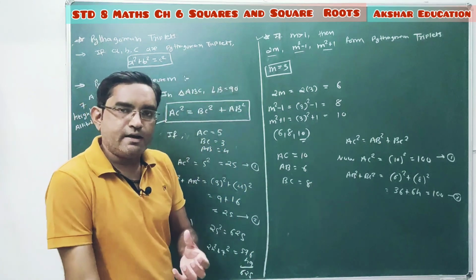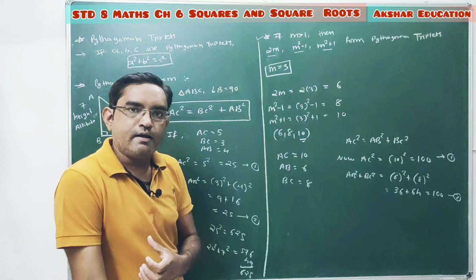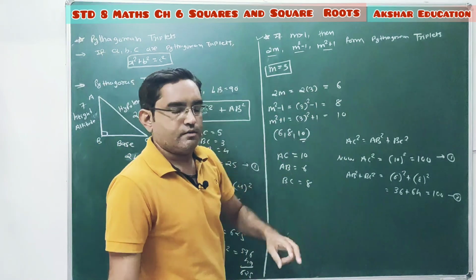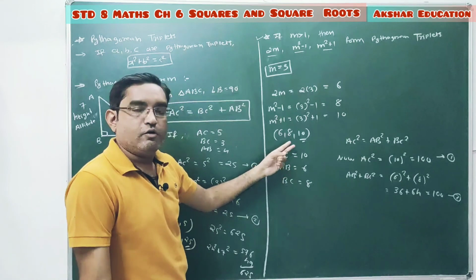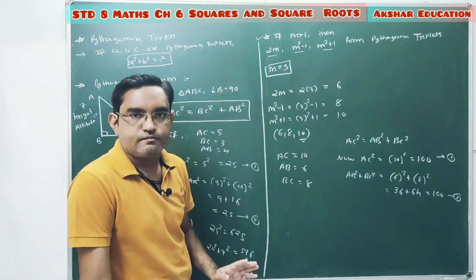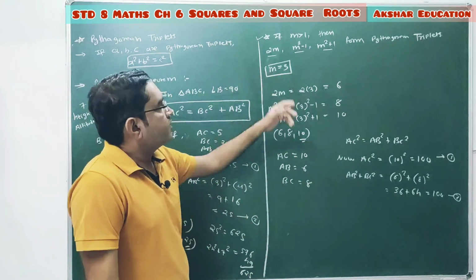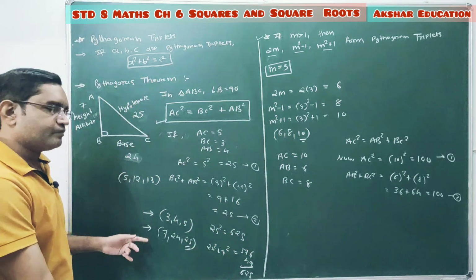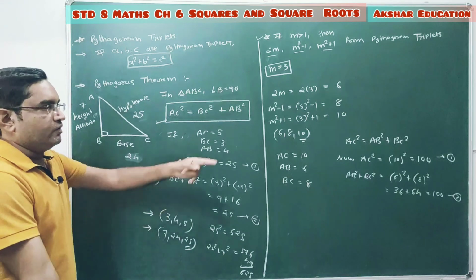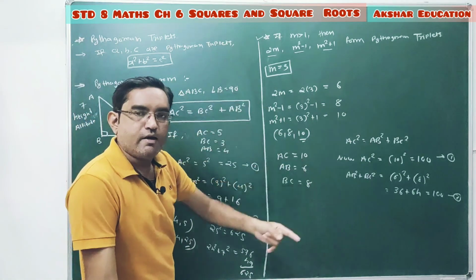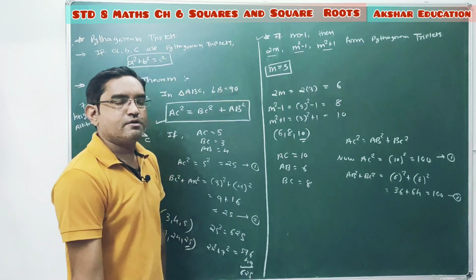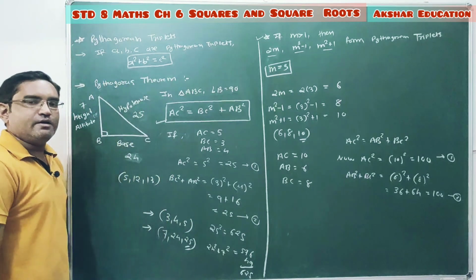So the three sides of a right angle triangle for which our Pythagoras theorem is satisfied are called Pythagorean triplets. So these are the three values of the sides of a right angle triangle. Clear, students? So this is how you can find your remaining Pythagorean triplets. For your homework, you have to find different Pythagorean triplets and comment your answer in our comment box. Clear, students? So pause the video and note it down.